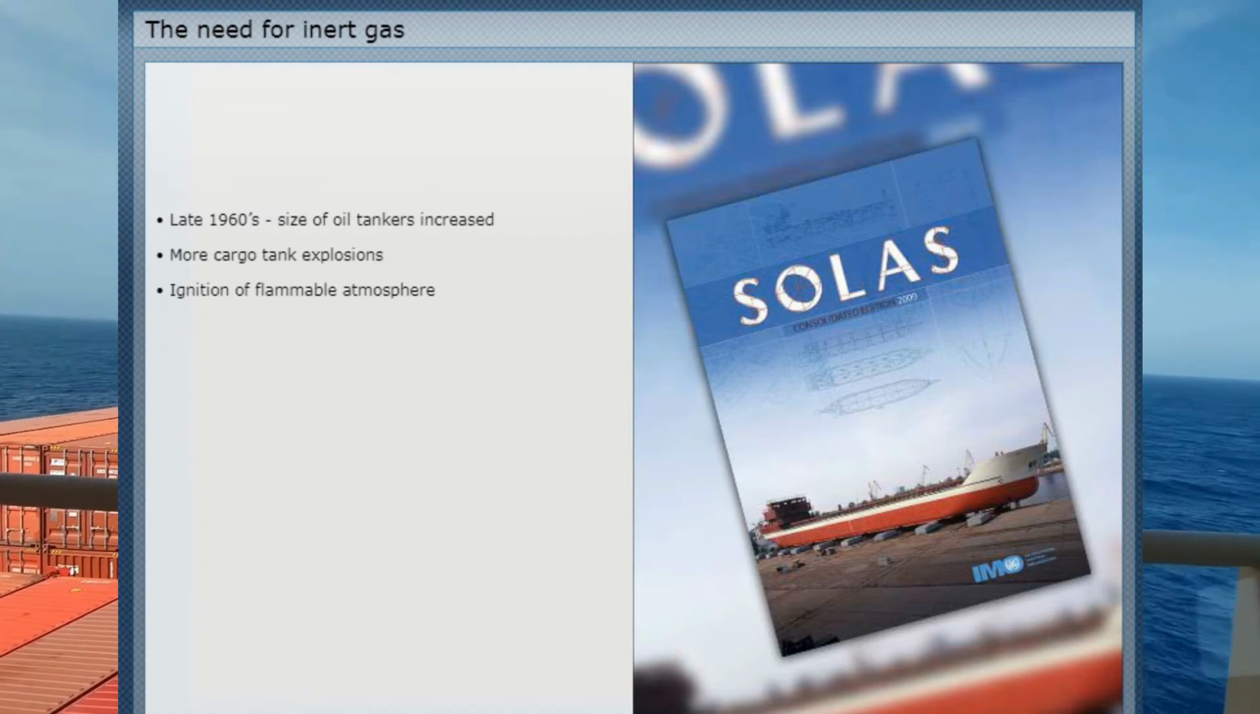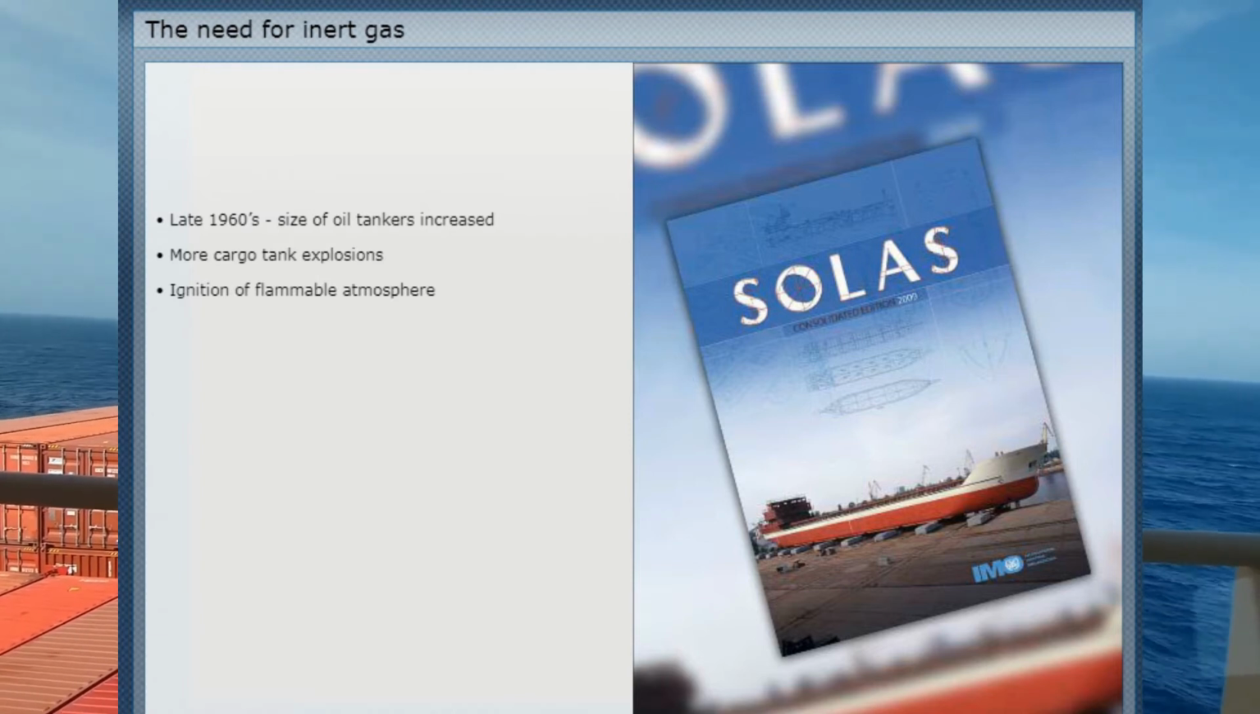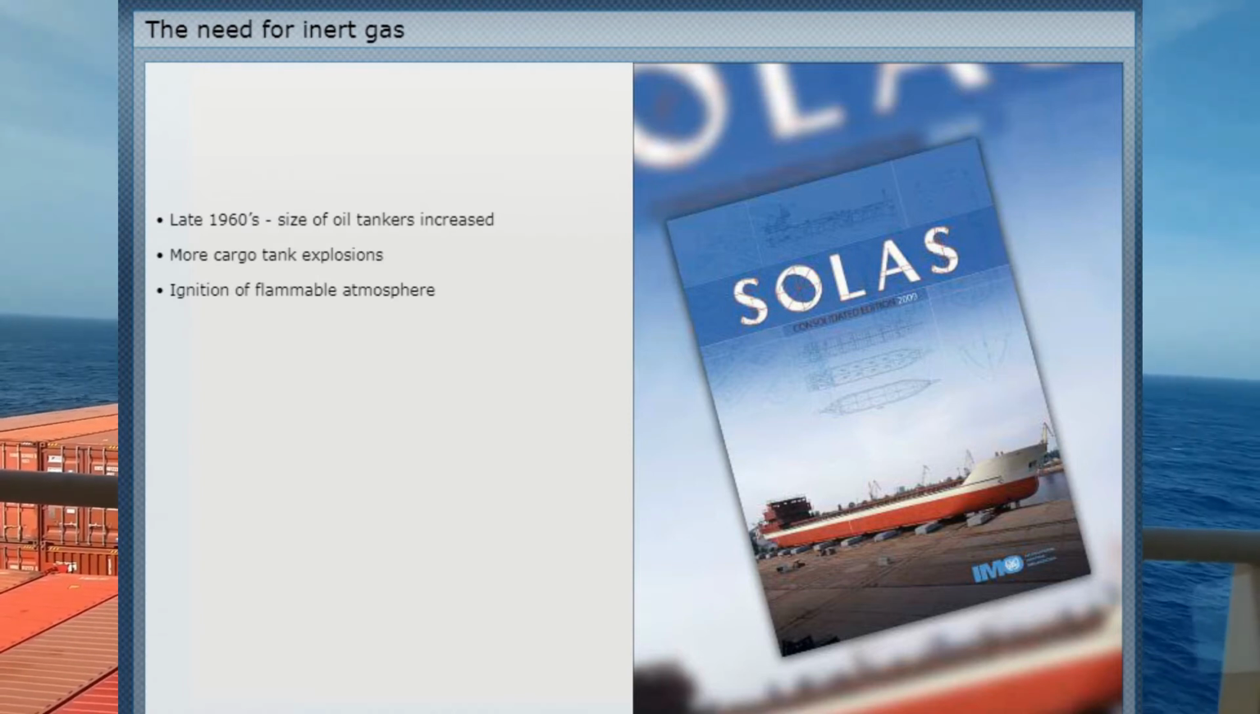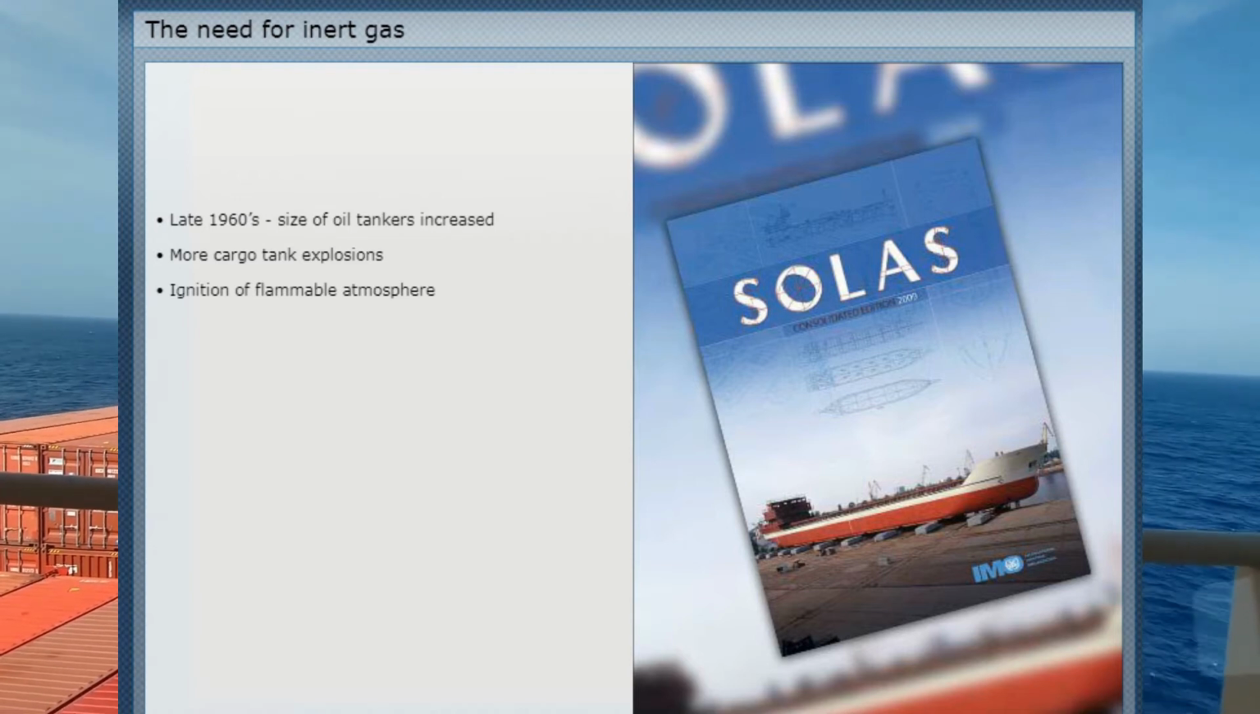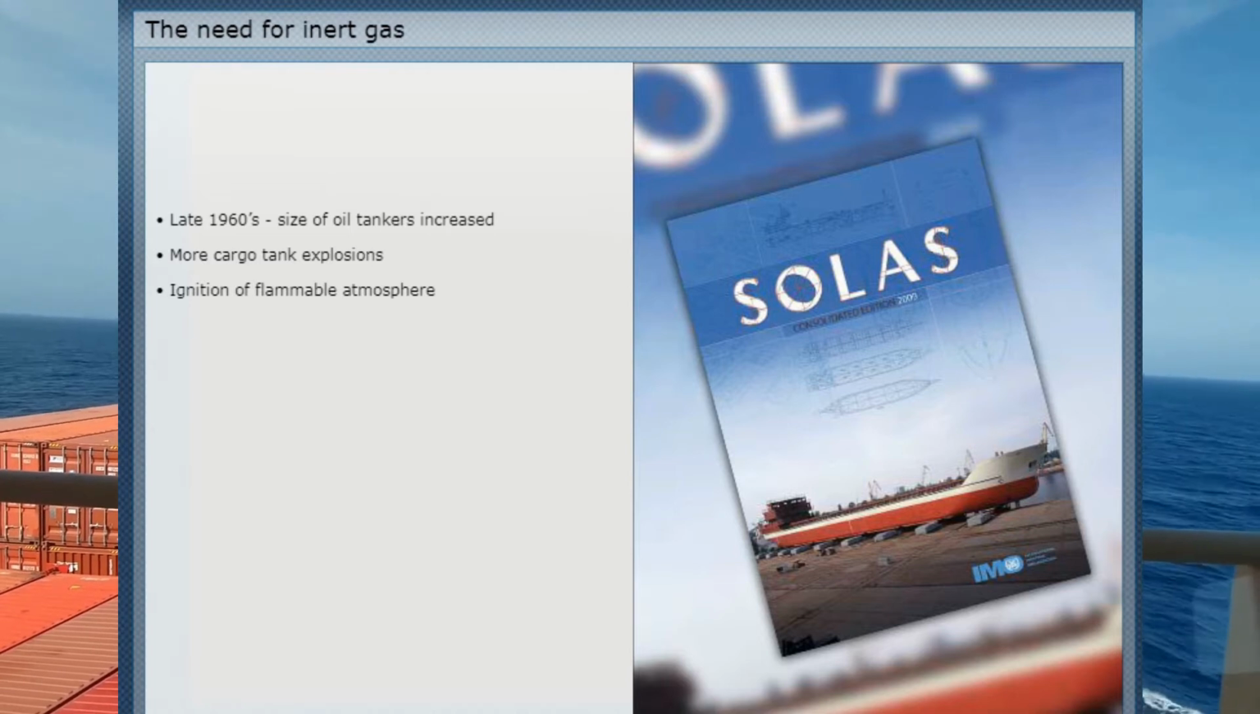These often disastrous incidents led to the introduction of regulations, systems, and operational procedures designed to improve the safety of all types of tankers, not just oil tankers.